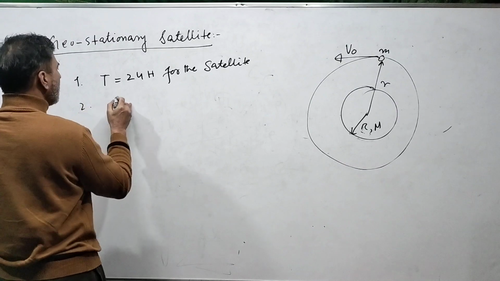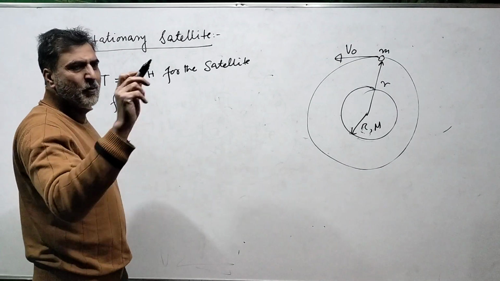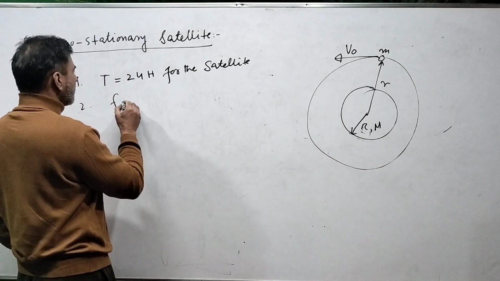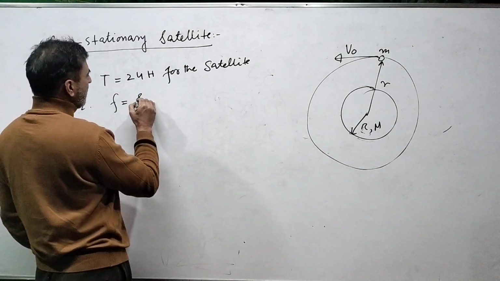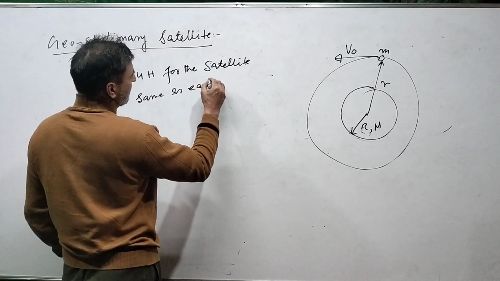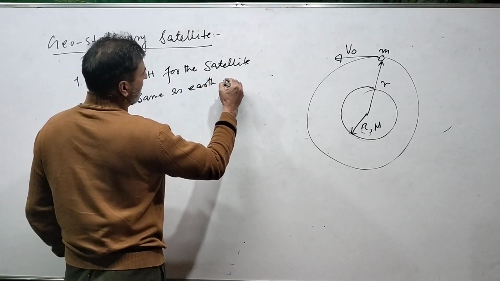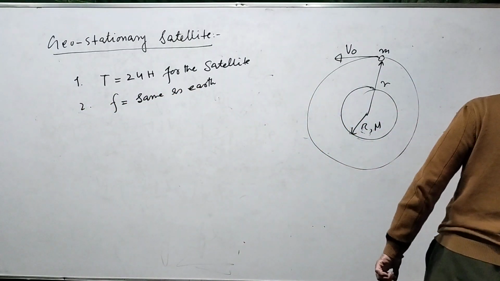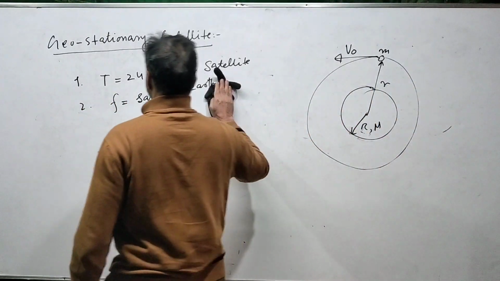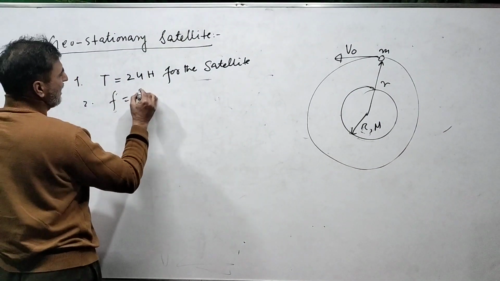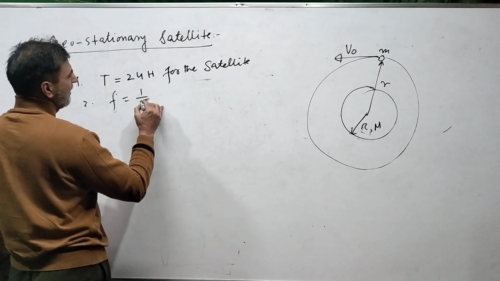Number second, frequency. How many revolutions does it make around the Earth? Frequency is the same as that of Earth. Earth goes around its axis, but that's quite obvious. And the time period is the same. When the time period is the same, f is equal to 1 by T. It should be the same.